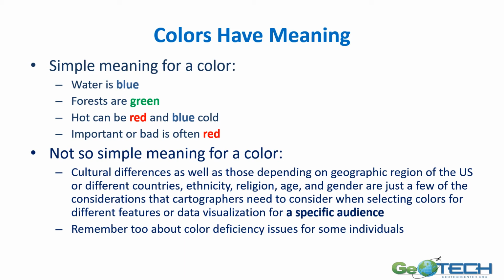Sometimes for important or bad things it may be red, but this is very variable. And it's really not so simple a meaning of color either, because there are many, many different cultural differences that can depend on the geography of the region, different countries, ethnicity, religion, age, gender. They can all influence how a person perceives the different color schemes.